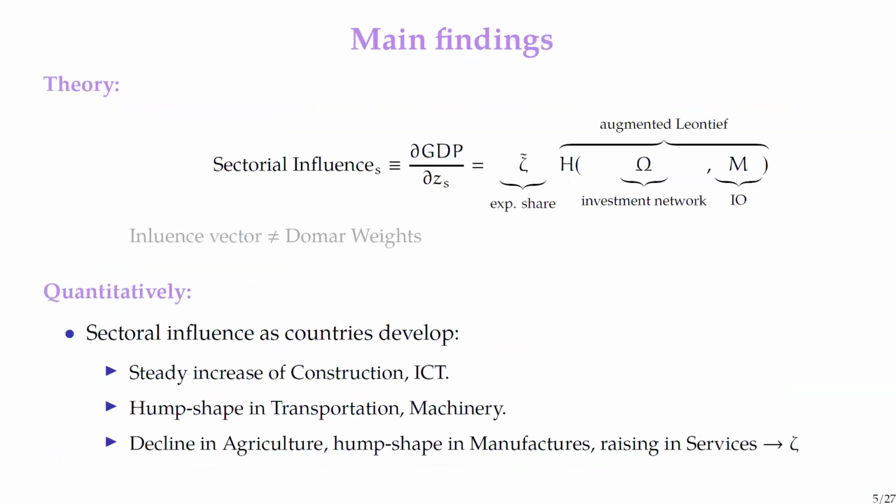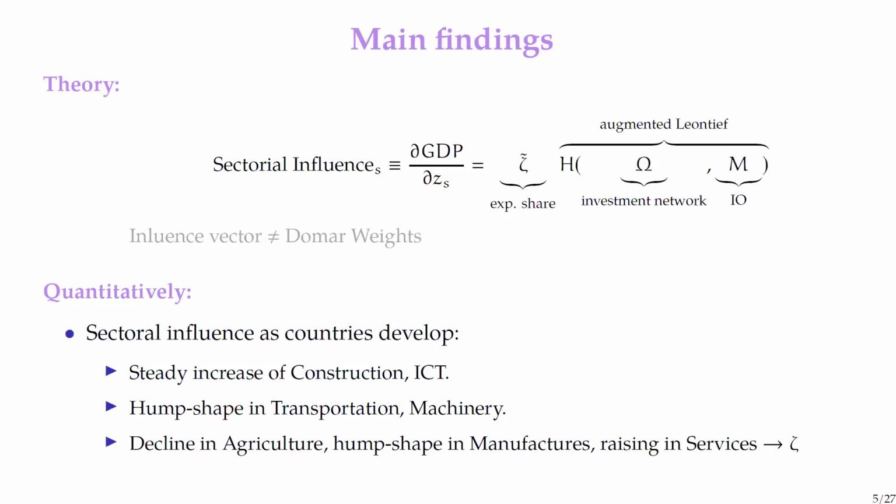So our main findings on the theory side: we describe output elasticity to sectoral TFP as a function of the primitives of the model, that are basically the investment network and its interaction with the input-output network, but also the allocation of the sectoral expenditure shares will play an important role. So based on the production linkages literature, we will call these output elasticities to sectoral TFP the sectoral influence vectors.